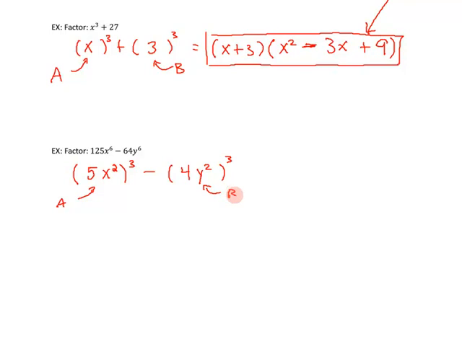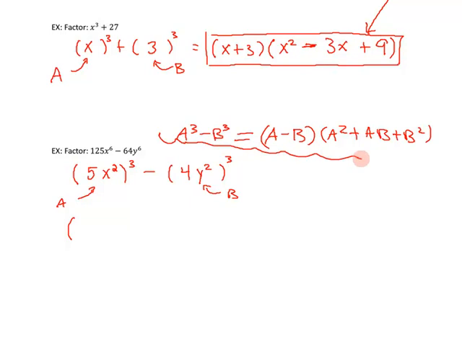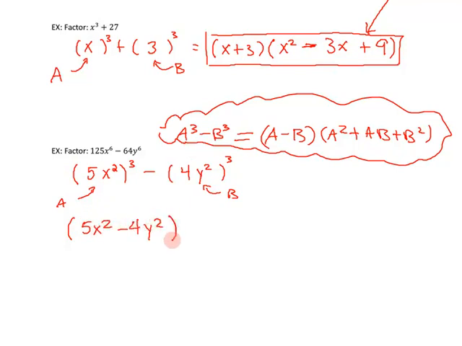Let's write out plugging this into the formula. I have a minus b, I'll rewrite the formula right here, a squared plus ab plus b squared. That's what you get if you have a cubed minus b cubed. Okay, so thought bubble here. Remember that formula. So a minus b is 5x squared minus 4y squared.